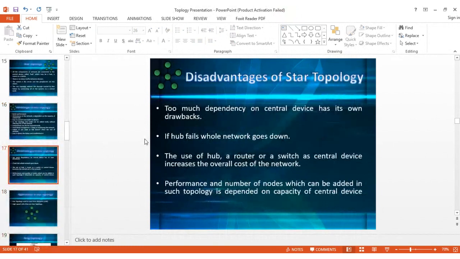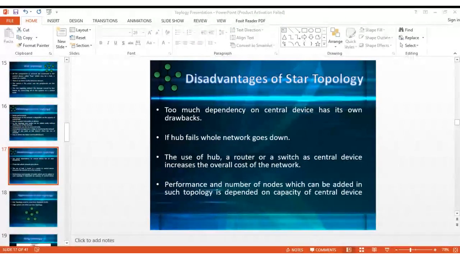So what are the disadvantages or limitations of this topology? One of the limitations is that if the central device fails, the whole network fails. Also, if you are using a hub at the middle, or a router, or a switch, it is expensive. For example, a switch like the Cisco 2960 is very, very expensive.